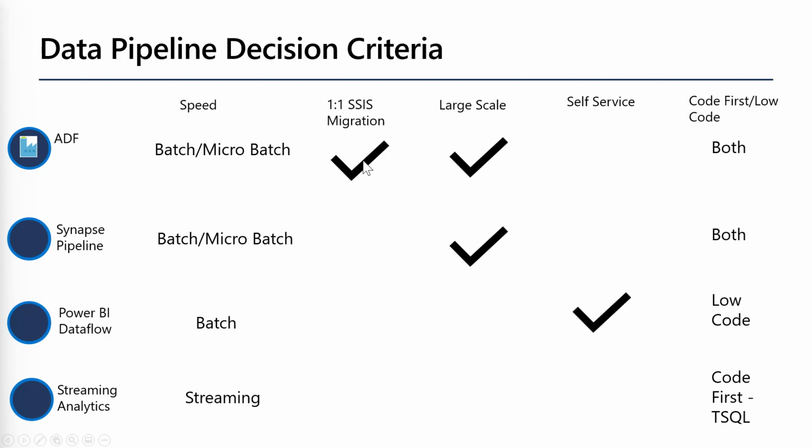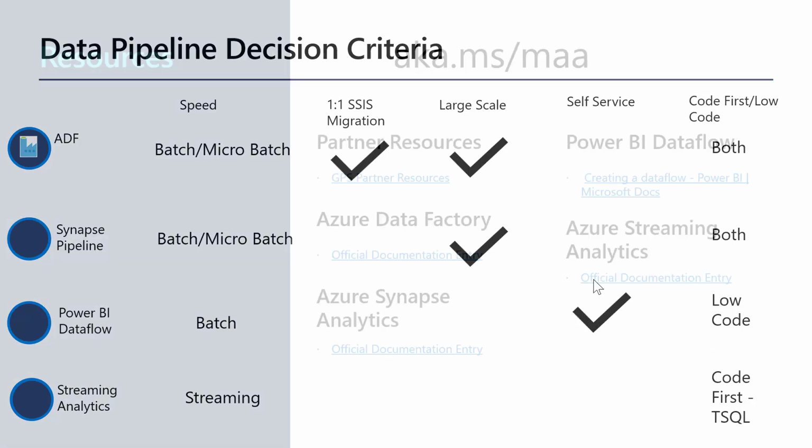The difference, as I mentioned before, is that Azure Data Factory supports SSIS migration, one-to-one migration. Power BI dataflow is more targeted for self-service purposes. It's batch load and low-code. Streaming Analytics is for streaming speed, and is code-first with a T-SQL-like query.